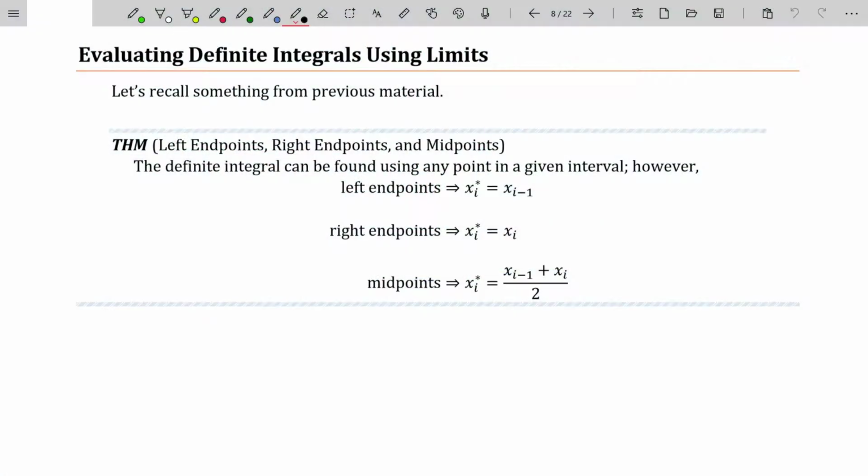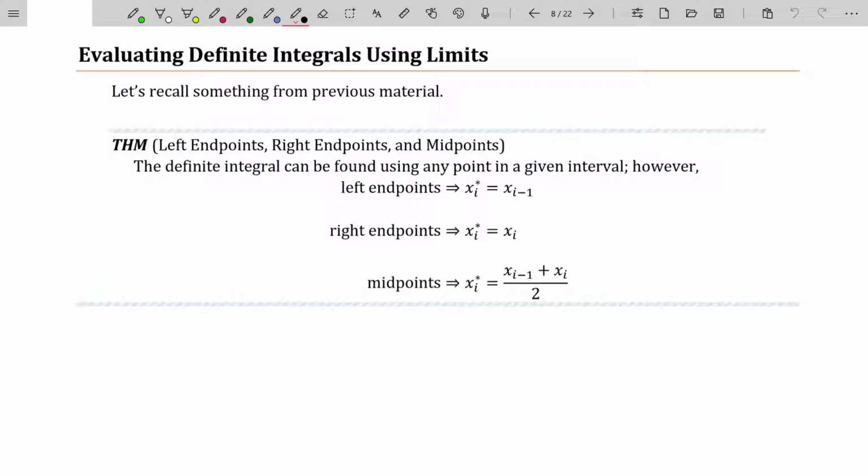Hello, my name is Roy Simpson, professor of mathematics at Cosumnes River College in Sacramento, California. In this video, we continue with our discussion on definite integrals. So again, walking through that doorway into Calc 2, integral calculus that is. And in this video, we're going to continue with evaluating definite integrals using limits.